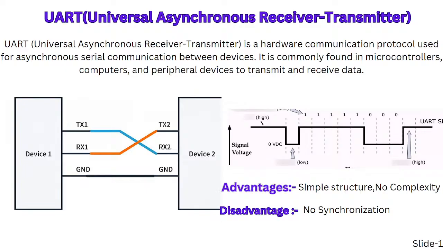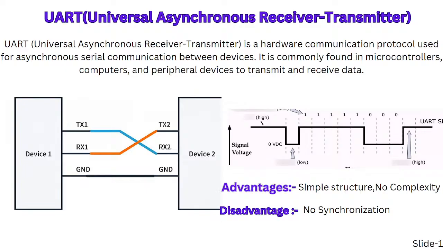This is asynchronous, receiver and transmitter. It uses two wires: first for transmitting data, another for receiving data. Transmit the data from device 1 to device 2 and receive the data from device 2 to device 1. This is the meaning of receiver and transmitter. So UART is a universal asynchronous receiver and transmitter.